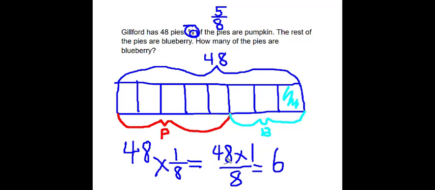So 6 times 8 is 48, last time I checked. So that means that 6 times, we've got 3, so 6 times 3. Okay, so we know 6 times 3 equals 18. So there are 18 pies that are blueberry.